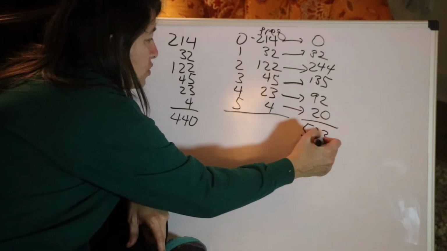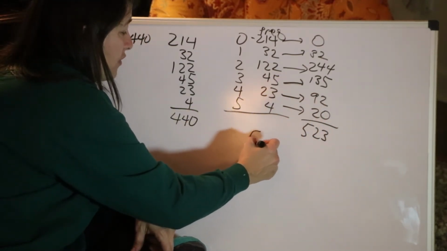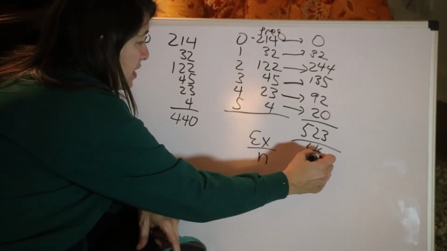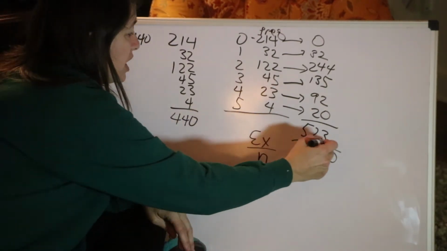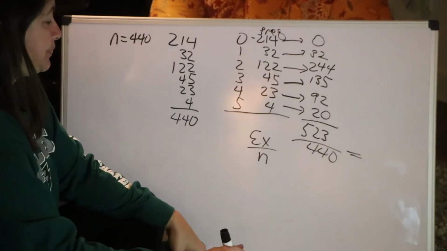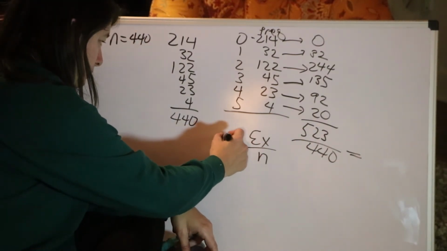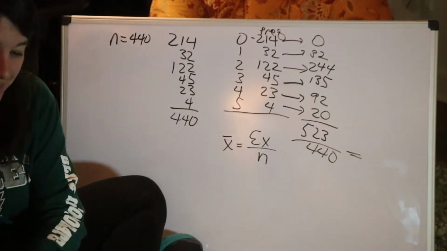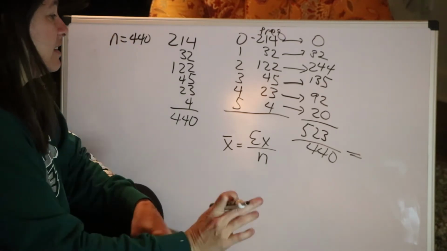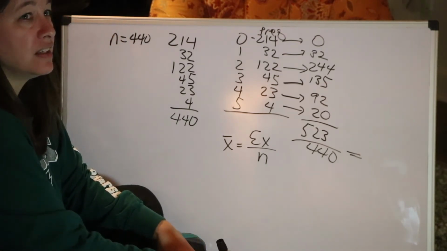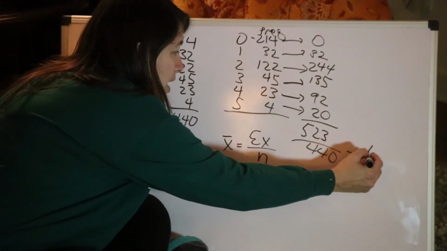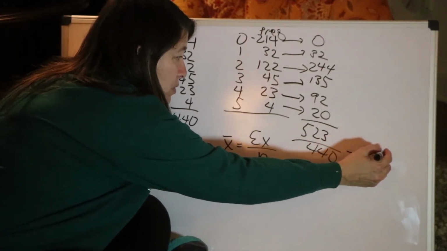Okay, and so that's basically the sum of all of our x's. And we're going to divide it by n, which is 440. So 523 divided by 440 equals what? 1.188. 1.188.